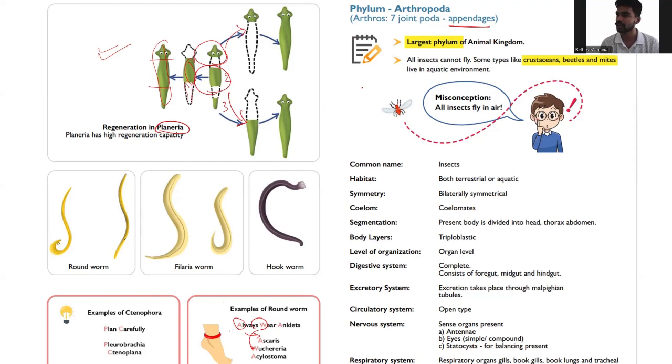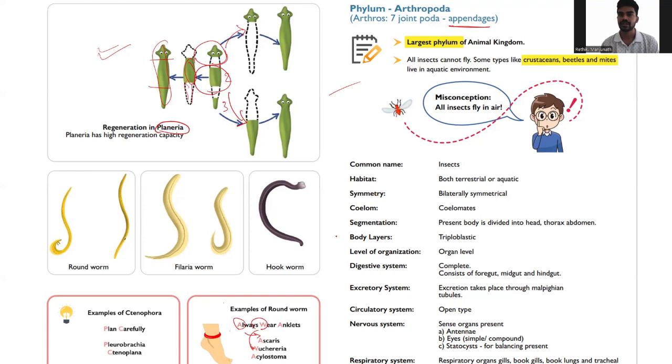All insects cannot fly in the Arthropoda, only some can fly. Some types like beetles, crustaceans, and mites, which normally live in an aquatic environment, are unable to fly. So that means not all insects can fly. Only a few insects can fly, and some insects that are purely terrestrial, they cannot fly.